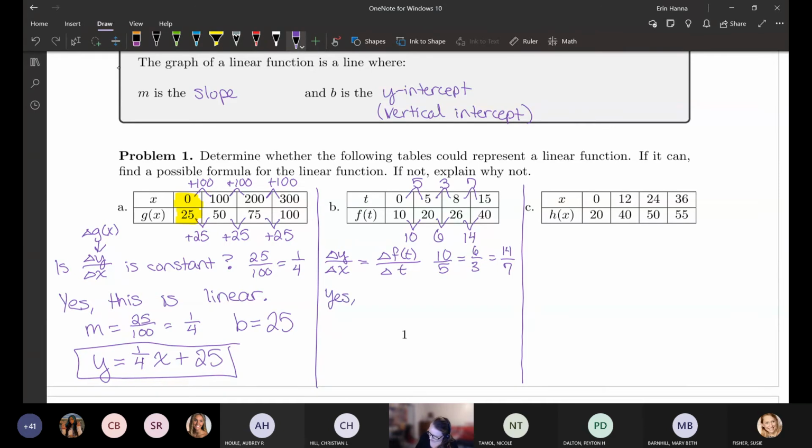So yes, this is linear. It's got a constant slope. I didn't write that down in the last one, but that's essentially the reason these are linear. They have constant slope. So our slope value is essentially what we just found. It's going to be 2: 10 over 5, 6 over 3, 14 over 7. And then again, in this specific situation, we can find our b value very easily.